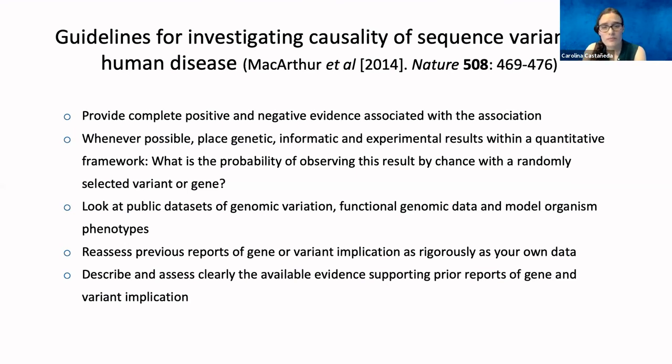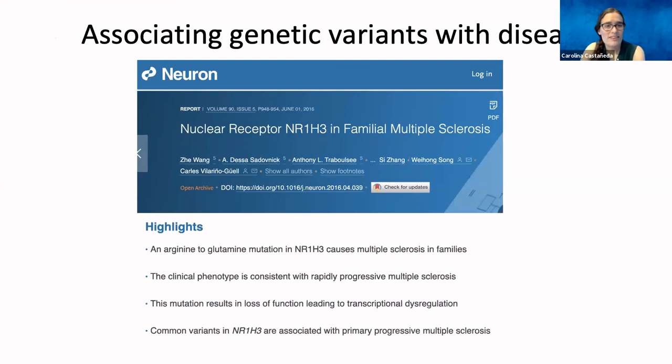So here's an example of why these guidelines are very important. This paper was published in 2016, and what this paper said in their highlights was that the authors found an association between a specific variant, a specific mutation in this gene, NR1H3. It's a mutation that goes from an arginine to a glutamine in, I think, position 415 in the protein. And they found that this mutation results in loss of function of the gene, leading to transcriptional dysregulation. And they linked it to familial multiple sclerosis.